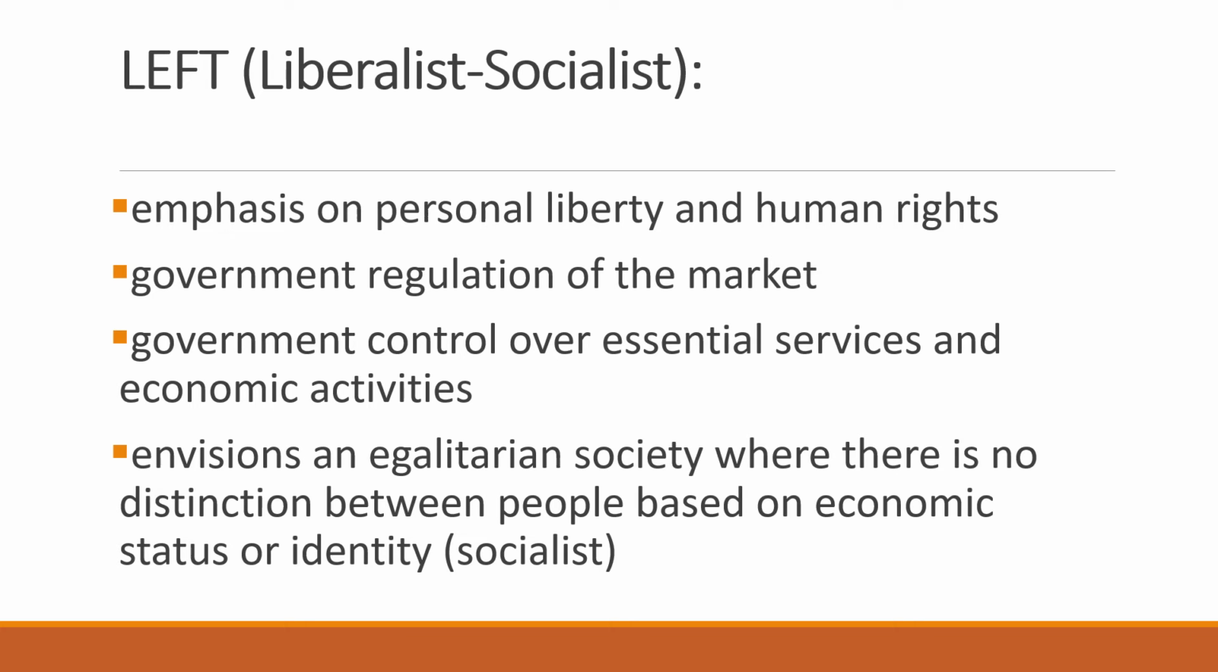Government control over essential services and economic activities. There is a certain regulation with regard to consumption of electricity, water, the basic services, and economic activities, such as when you want to build or establish your own business. There are certain rules or regulations to follow. It envisions an egalitarian society where there is no distinction between people based on economic status or identity. That is the socialist perspective, that there is no poor, no rich, all people are equal. That is the liberalist and socialist view.